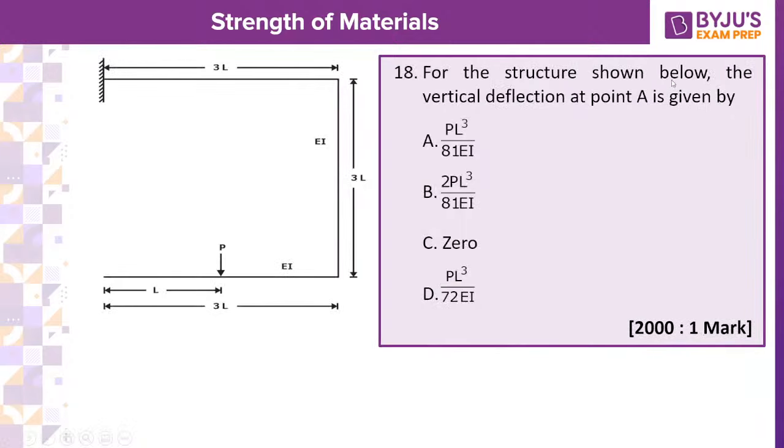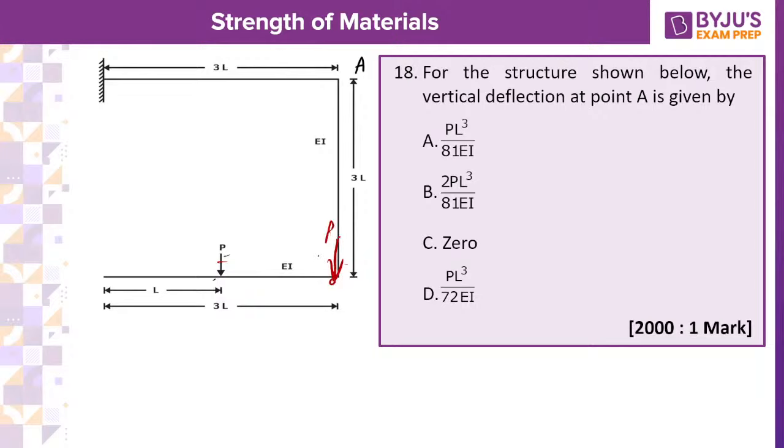What about this one? For the structure shown below, the vertical deflection at point A is given by, where is the point A? I think this is point A, right? Vertical deflection at point A. Simply shift the force here now. Already I told you how to shift the force. Parallelly shift it here, and just stand here and see what this force is doing.